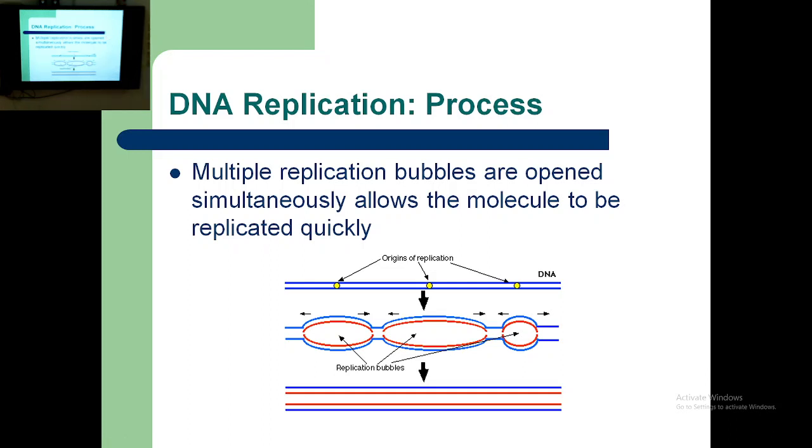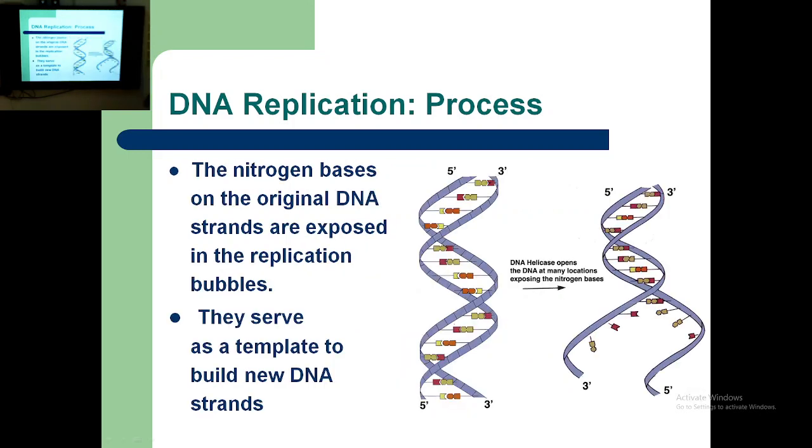Multiple replication bubbles are open simultaneously, allowing the molecule to be replicated quickly. For the original DNA, there are multiple replication points, or replication forks, that will open to form the replication bubbles. And as you can see here, the DNA will replicate itself until it's fully replicated.